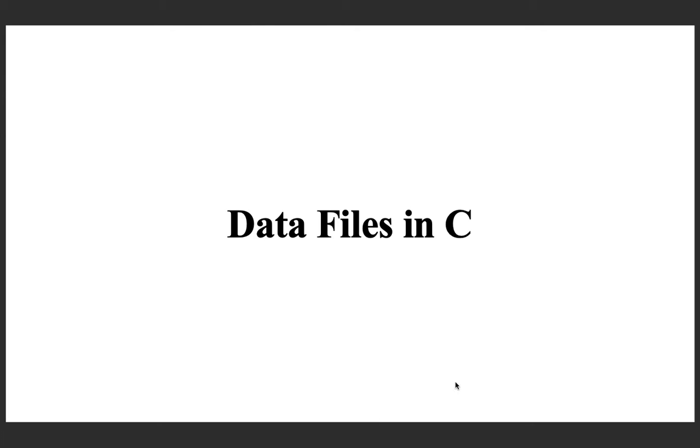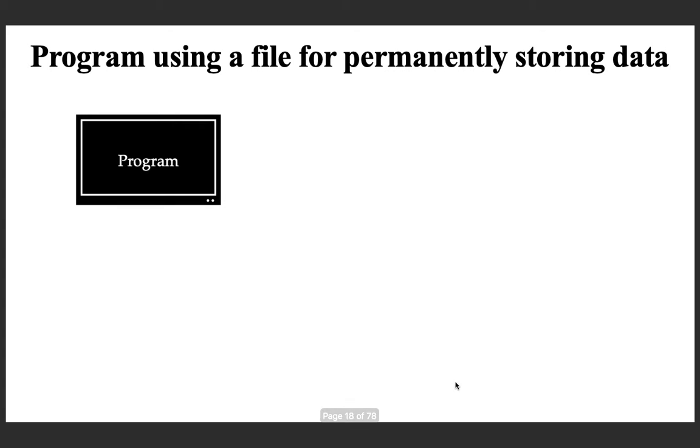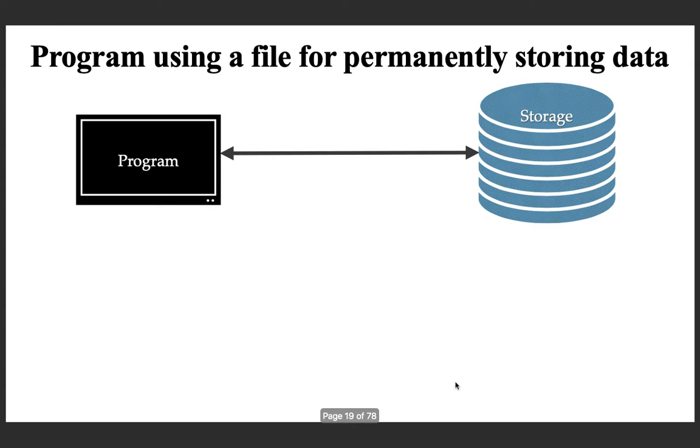Okay, so what we are going to discuss now is about data files in C. Now you can see a program using a file for permanently storing data. First we will look at the architecture, how the program which is accessing a file in secondary storage will look. So you have a program and you have your secondary storage, maybe the hard disk, or maybe even any other external storage like USB storage, etc. When I say storage, I mean the secondary memory, which is a permanent storage device, not the primary memory like random access memory, which the program directly operates on.